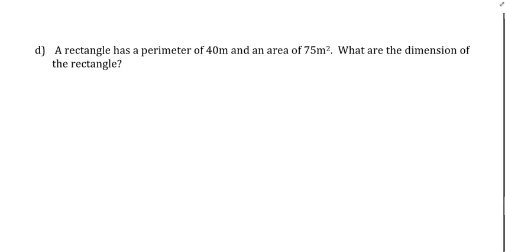Or like two more. A rectangle has a perimeter of 40 meters and has an area of 75 meters squared. What type is this? Liam. Nice. Take a look at the next one.